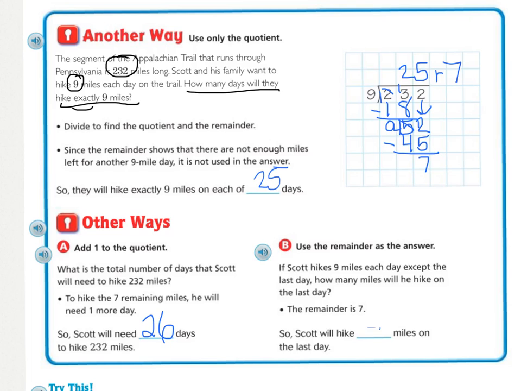We have now practiced 3 ways how to use our quotient for our answers. 1, using only the main whole number quotient. 2, adding 1 to the quotient to make up for the remainder. And then lastly, using just the remainder as our answer.